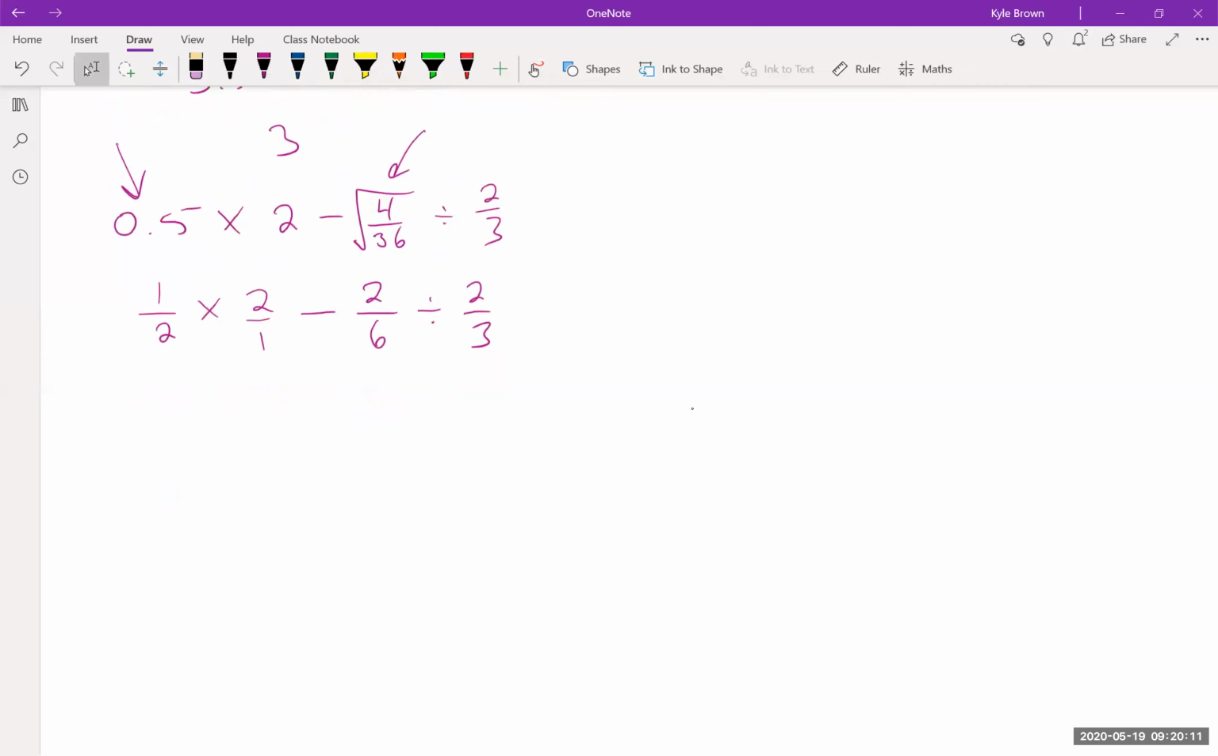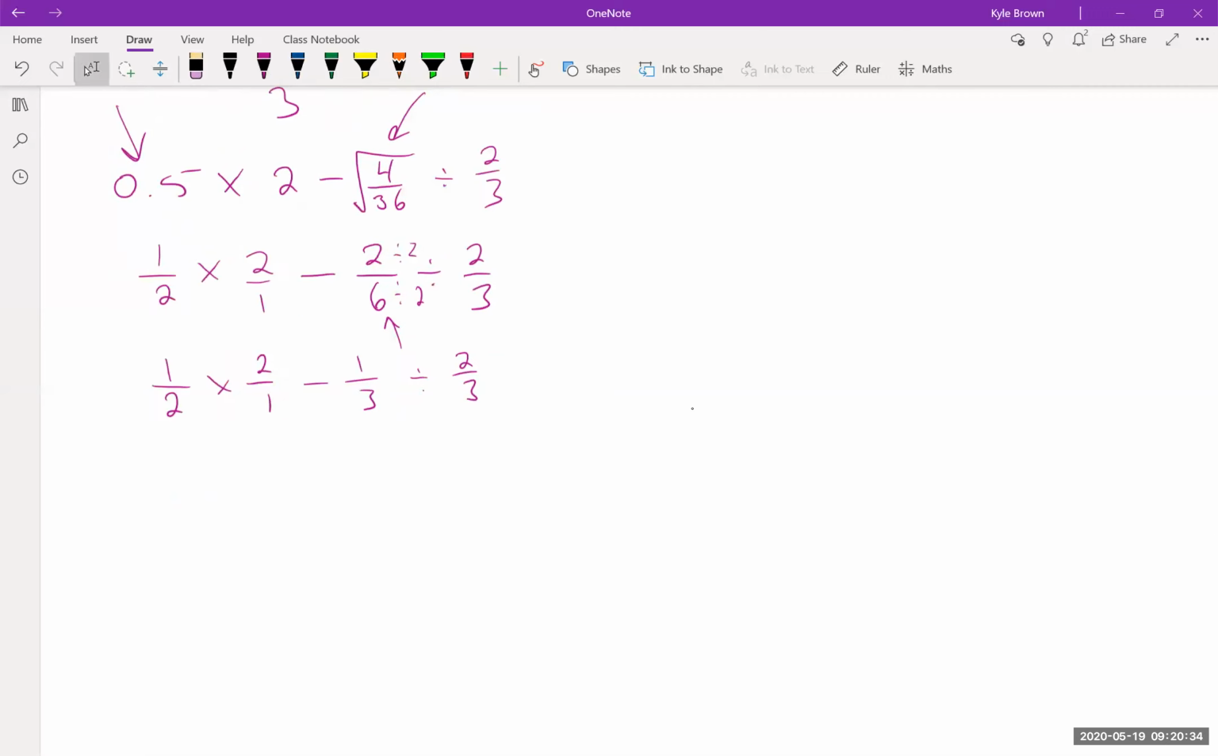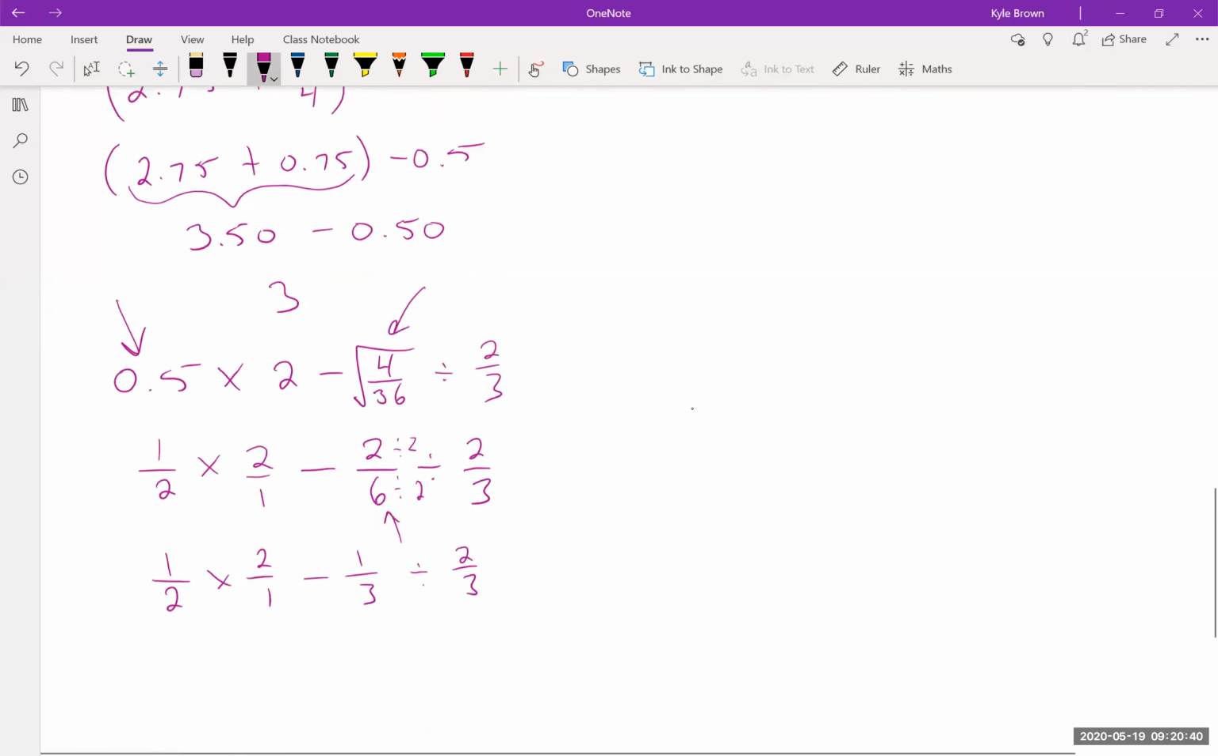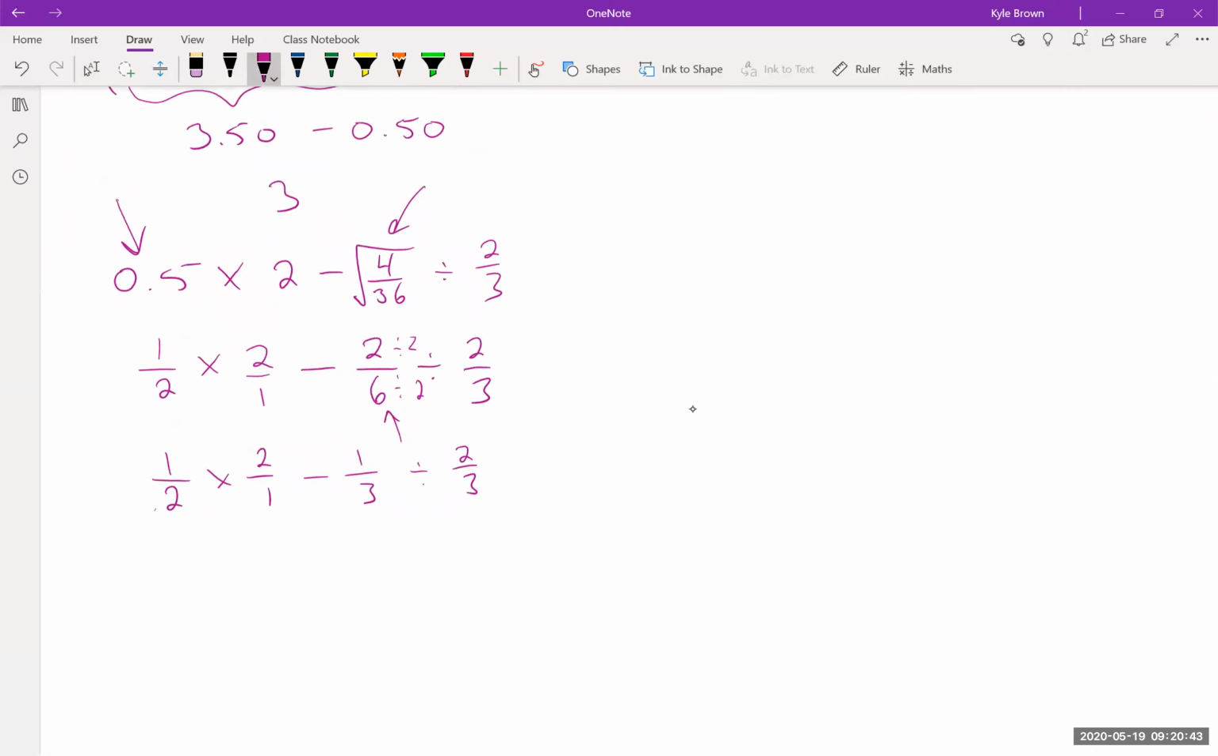And you know what? One more time, I'd like to simplify that guy a little bit smaller. So I'm going to write it all again, but just simplify that one. So we get 1 over 2 times 2 over 1 minus, and then I can divide this one top and bottom by 2, right? So that's going to be 1 over 3, and then divided by 2 over 3. All right, so now, according to BEDMAS, we just got to do this in the right order. In this case, division and multiplication come before addition and subtraction. So that just means I've got to do these two and then subtract them, right? The multiplication and division happen first.